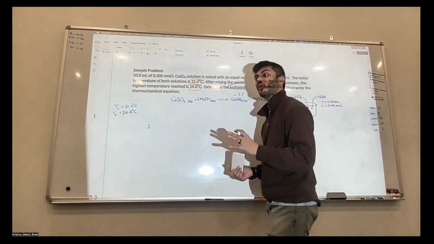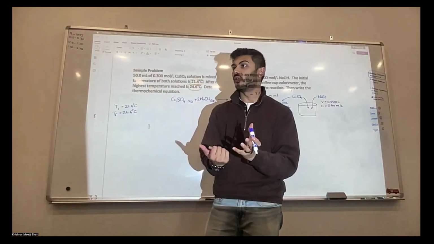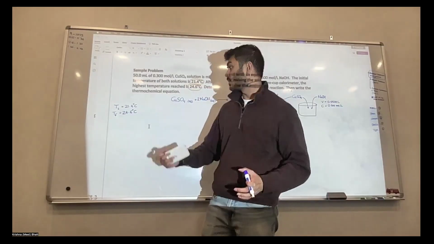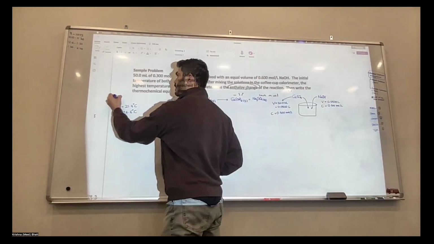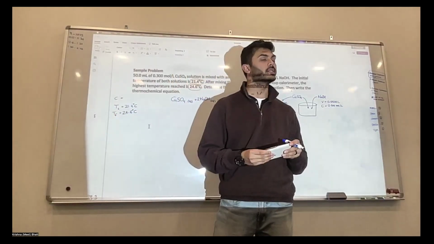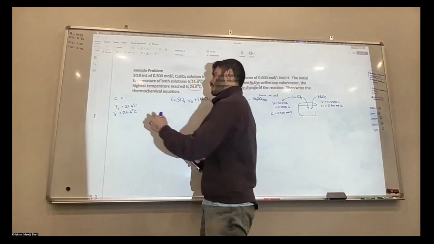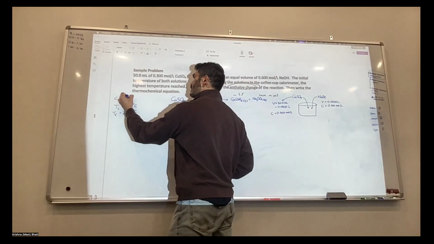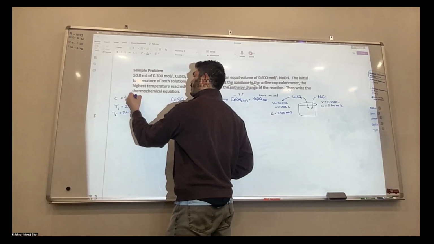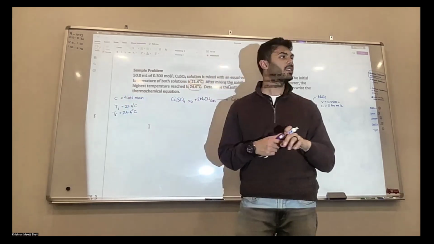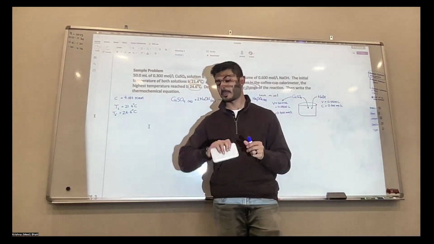To be able to do this whole enthalpy change part, we need to know what's happening in the surrounding. We have two pieces of the puzzle. We know the C, the specific heat capacity, is going to be equal to 4.18, because we're assuming that the surrounding is water. That's an assumption of a coffee cup calorimeter.